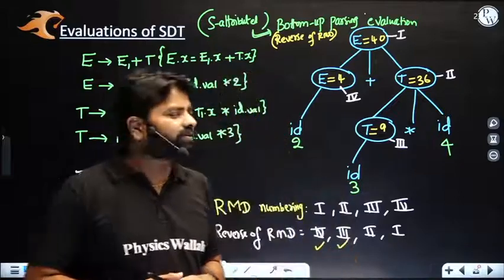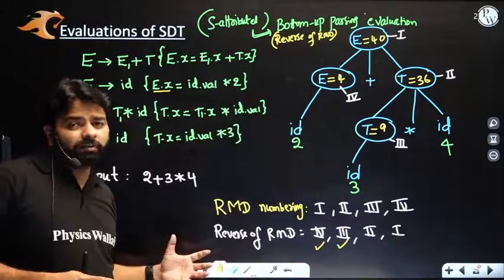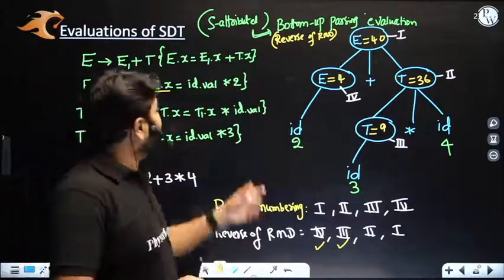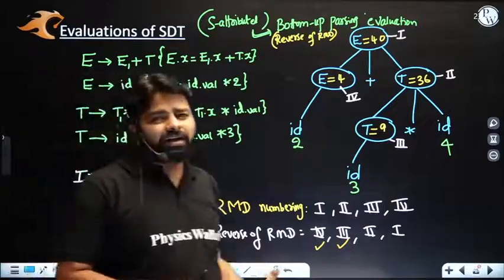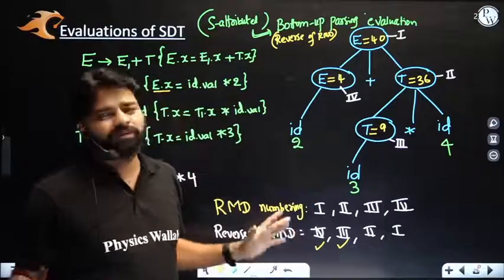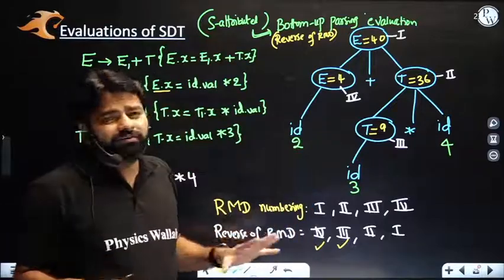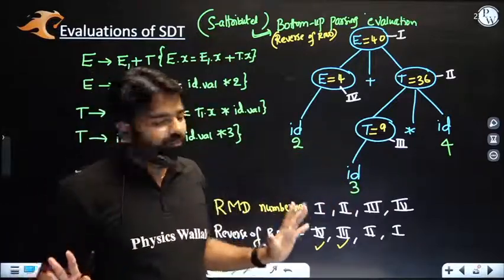We have a lot of homework questions. You can see these are with attributes. If you don't have these attributes, like id dot value and E dot x, it could be so easy for you. You don't need to have confusion. Just whatever they said, simply follow.